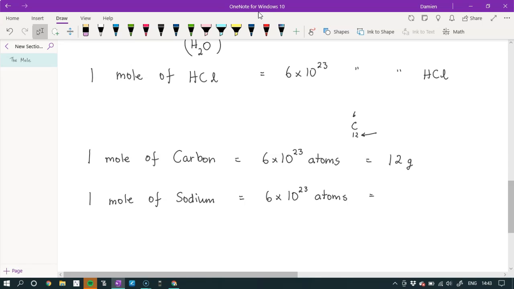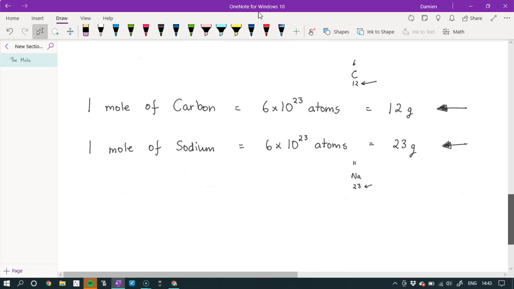If you want to do it with sodium, it's the same thing. Sodium is 11 Na 23. So the mass number of sodium is 23. That means 1 mole of sodium is 23 grams. So although they have the same amount of atoms, because the atoms are different sizes, 1 mole of sodium is much more in terms of mass than 1 mole of carbon. It's 23 grams compared to 12 grams.